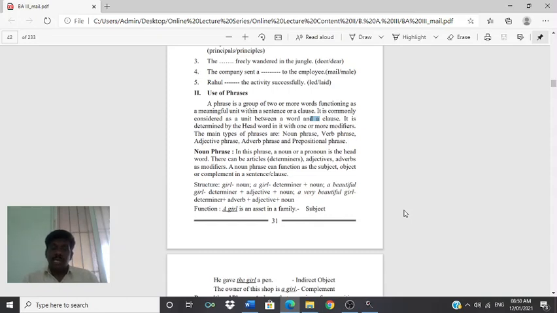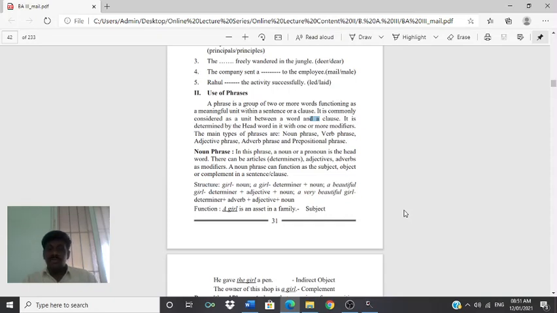See, the main types of phrases are: noun phrase, verb phrase, adjective phrase, adverb phrase, and prepositional phrase. These are the five types of phrases which are main, which we come across frequently. So let us now begin with the noun phrase.